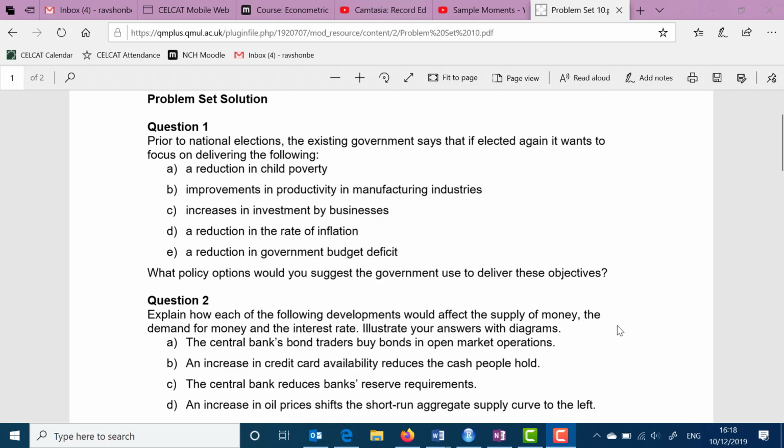Now C, increase in investment by businesses. So how would the government induce an increase in private investment? If you are a government, let's say you are a Boris Johnson guy, how would you make the firms spend more on investment in new technology? How would you incentivize them?